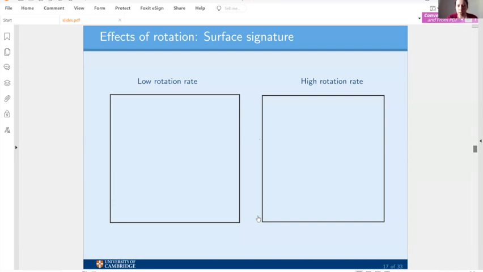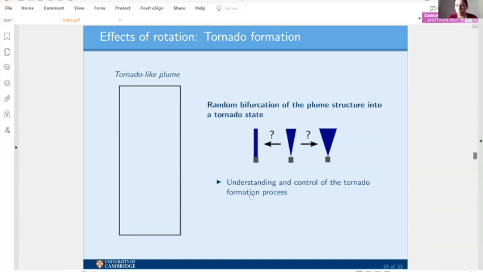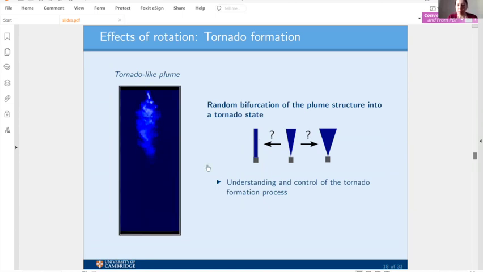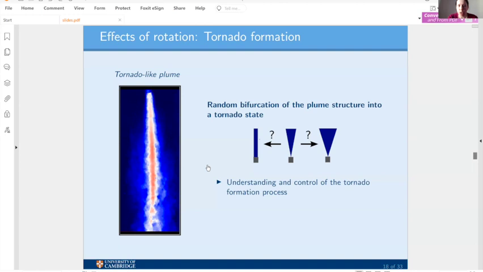Okay, so these are not all the surprises that we can see for plumes in a rotating environment, because in some special cases, the plume can randomly bifurcate and magically transform into a coherent vortex, which reminds us of the so-called tornado. That is shown in this video here.